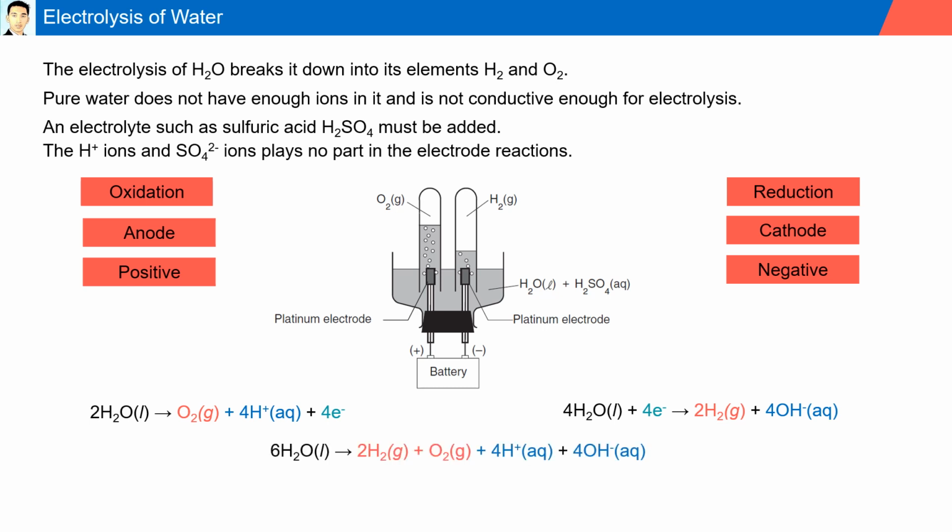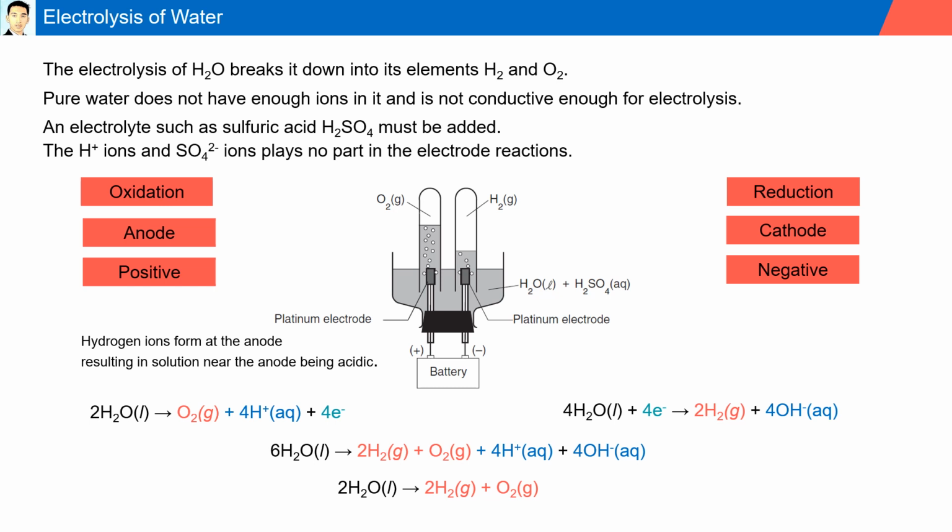By adding the 2 equations, we have 6 water molecules being broken down into 2 hydrogen molecules plus 1 oxygen molecule plus 4 hydrogen ions and 4 hydroxide ions. The 4 hydrogen ions react with the 4 hydroxide ions to make 4 water molecules. Subtracting the 4 water molecules from the initial 6 we started with, the final equation is 2 water molecules are broken down into 2 hydrogen molecules plus 1 oxygen molecule. This is the electrolysis of water.